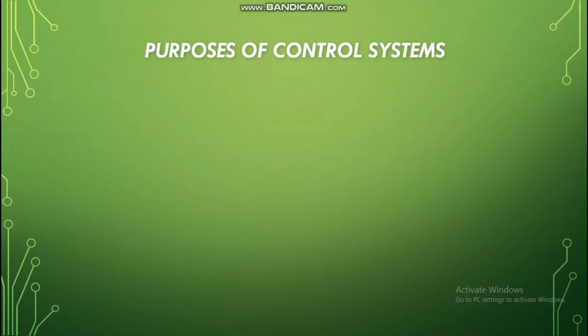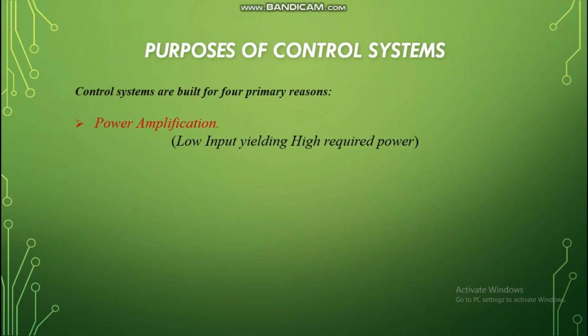Let's go to the reasons why we need a control system. There are four primary reasons for using any control system. The first one is the power amplification. Low input yielding high required power. For example, you can rotate a huge and heavy antenna just by rotating a small potentiometer. So the input provided was the rotation of a potentiometer to a desired position, and the output gained was a rotation of a very huge and heavy antenna to the desired position.